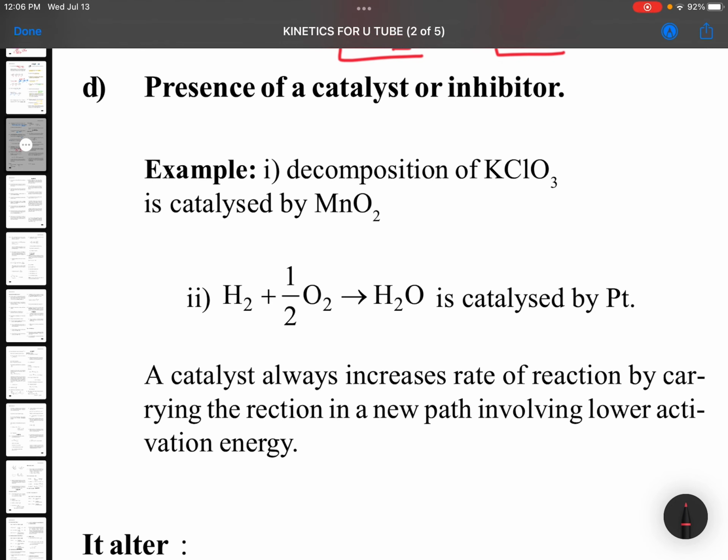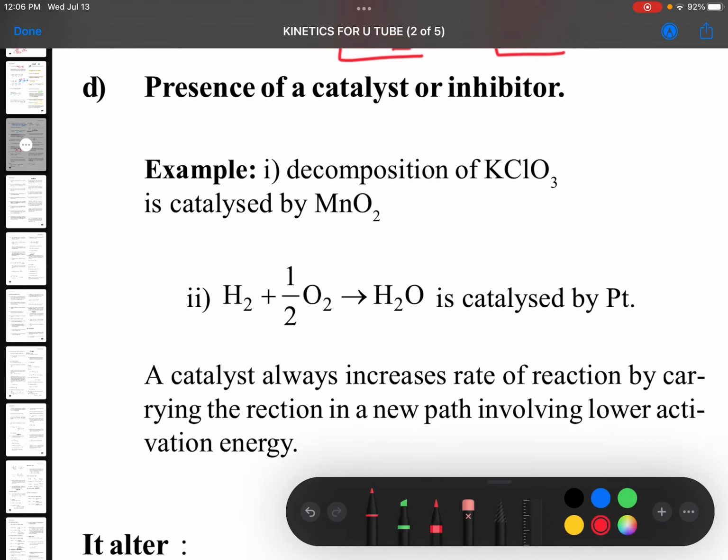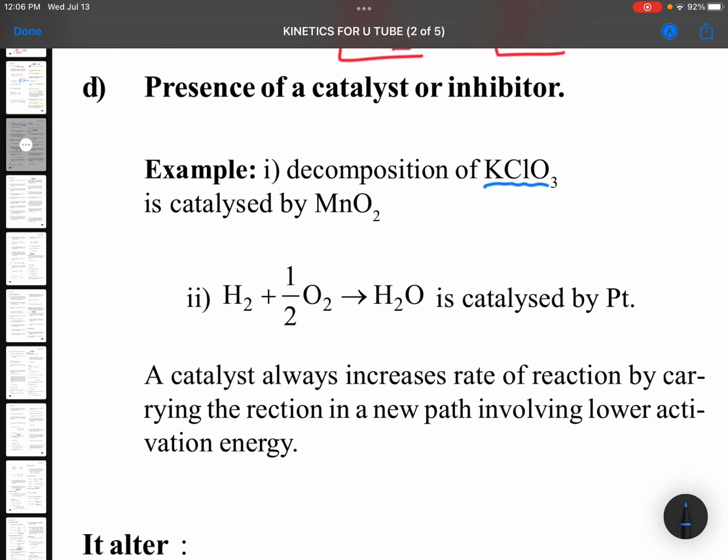Presence of a catalyst or inhibitor. Inhibitor means it makes the reaction slow. Catalyst generally makes it fast. So in such cases, what happens? For example, KClO3 decomposition is very slow. But when you add MnO2, the reaction is very fast.